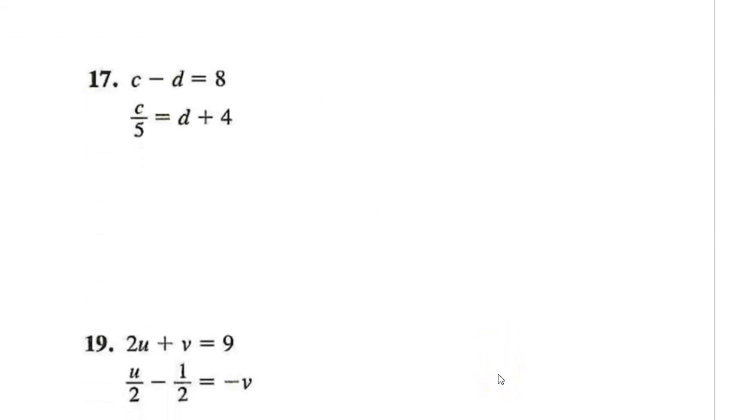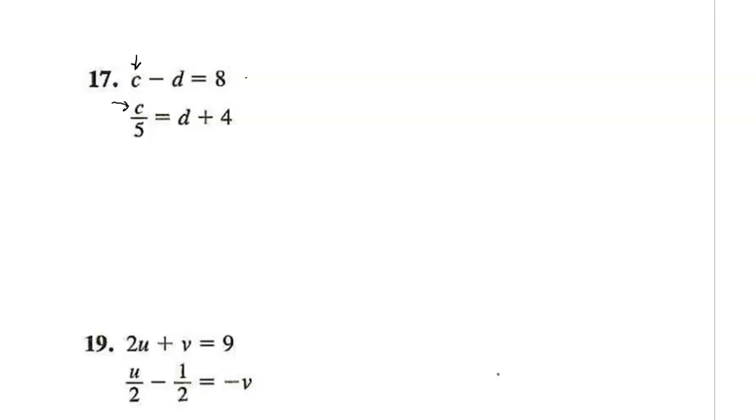Number 17. Has either equation already been solved for a variable? No. So we need to do step 1. Now, in your opinion, what is the easiest equation to solve for a letter? And this is debatable because the first equation could be solved for the letter C. All you have to do is add the D over to the right. But the second equation could also be solved for the letter C. All that is needed is to multiply by 5. So both of those things only take one step. So it's really not going to matter. They both are equally easy.